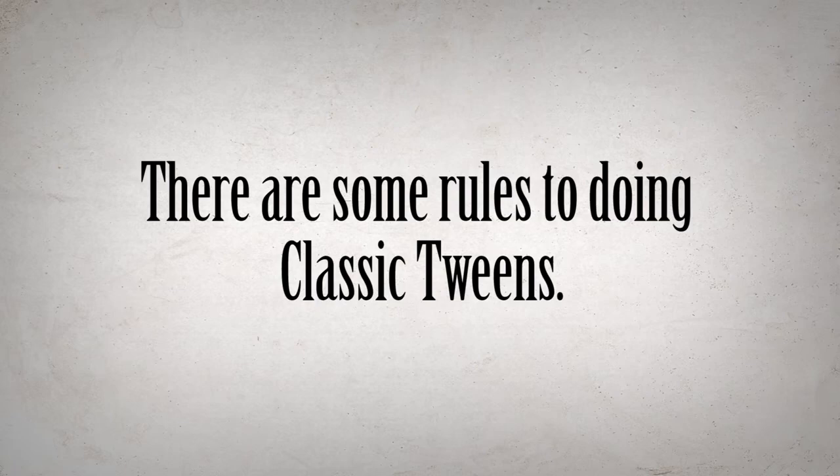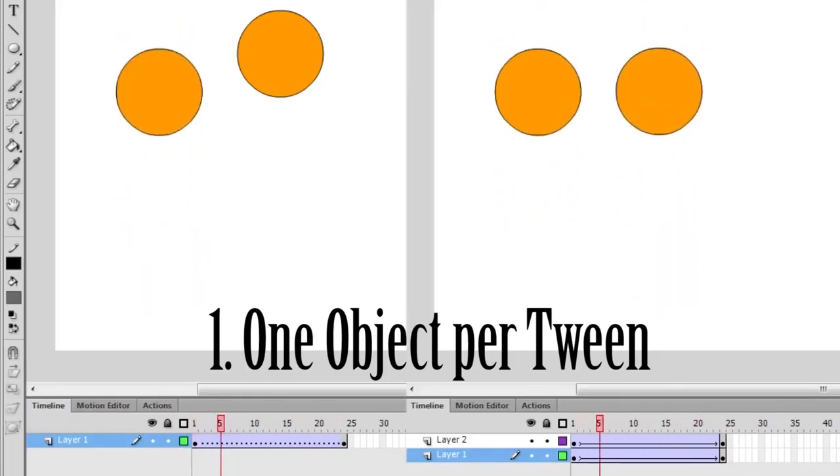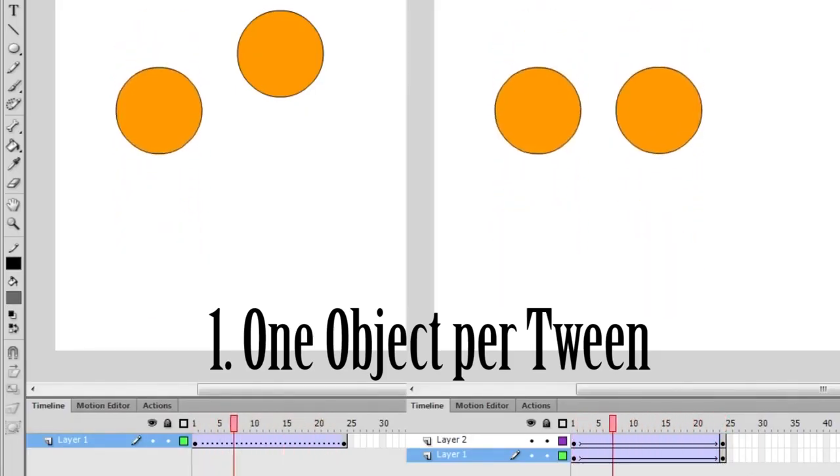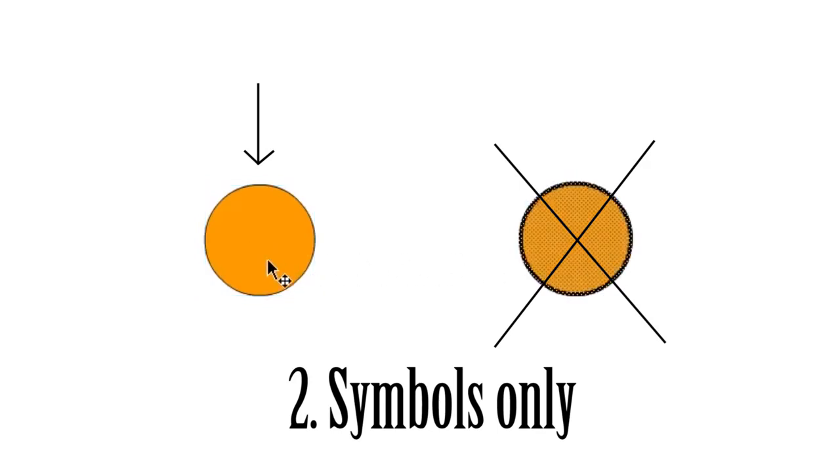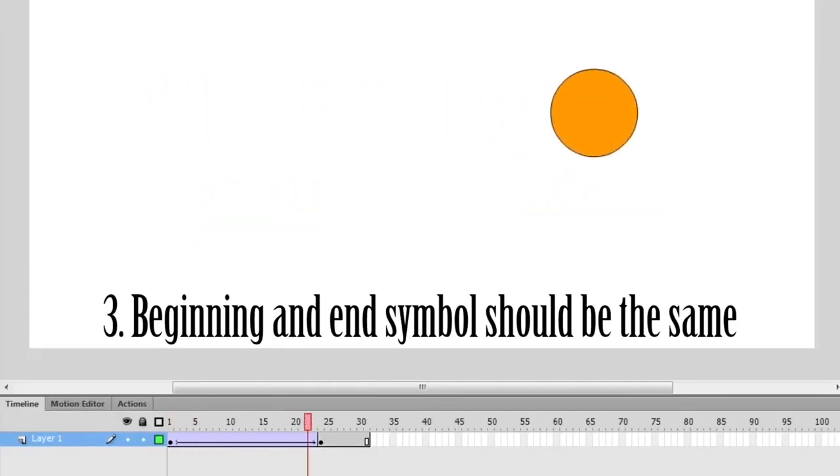There are some rules to doing classic tweens. First, you can only tween one object at a time. It must be a symbol, not an unconverted shape. And for best results, avoid using different symbols for the 2 keyframes.